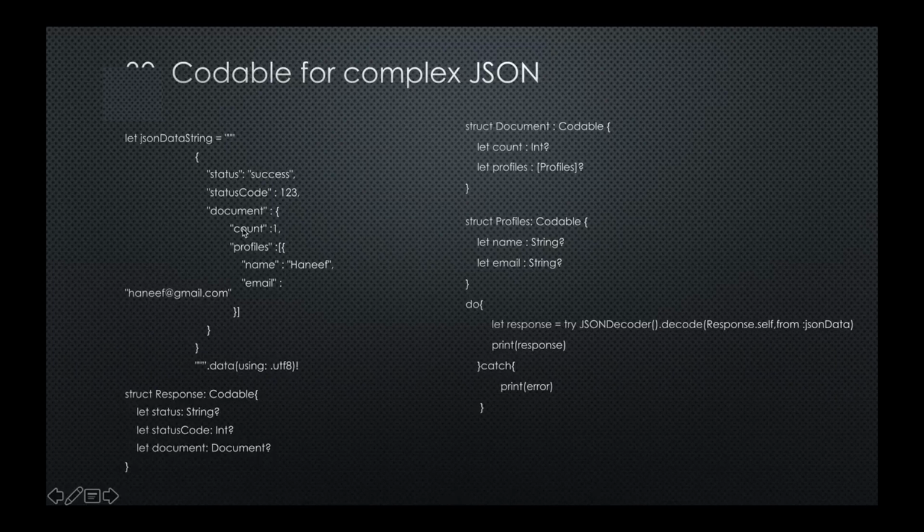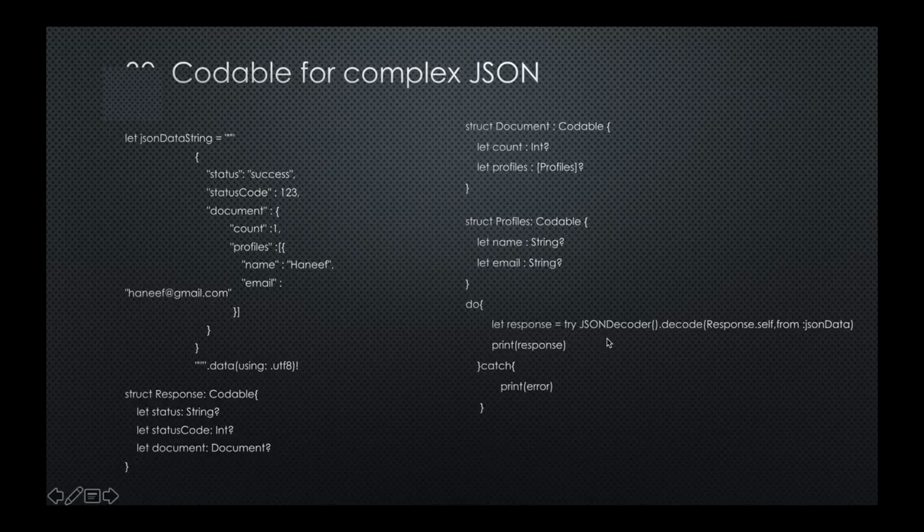And then if it is nested, the nested part, you should write a different struct itself. So document is nested JSON, right? So you should write a different struct for that, and then use that struct to reference this document in this first struct. So this is how we do it.